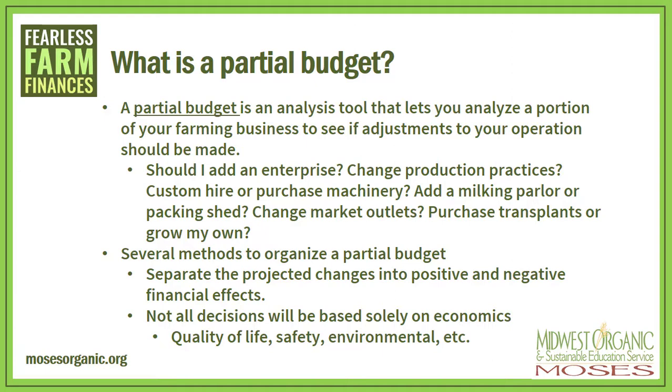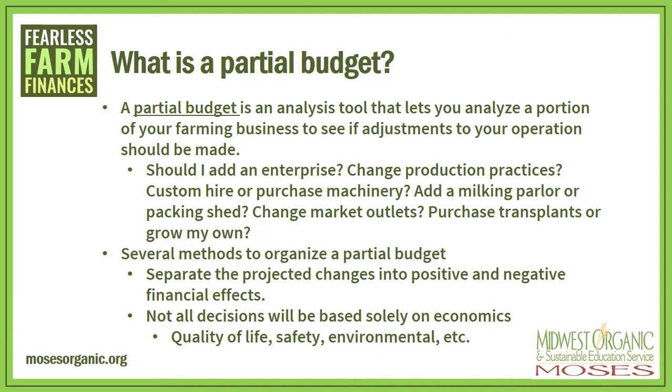Some questions you might ask are, should I add an enterprise? Should I be changing production practices? Should I custom hire or purchase the equipment? What about adding a milking parlor or a packing shed? Would those help my business? A partial budget could help answer a change in market outlets. It could also help you answer the question, should I purchase my transplants or should I grow my own?